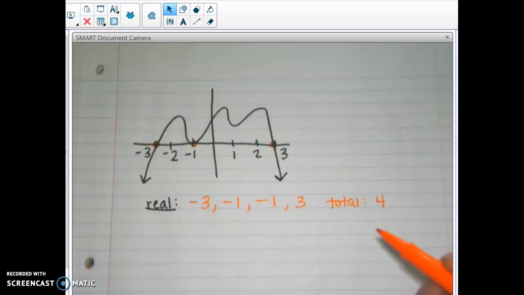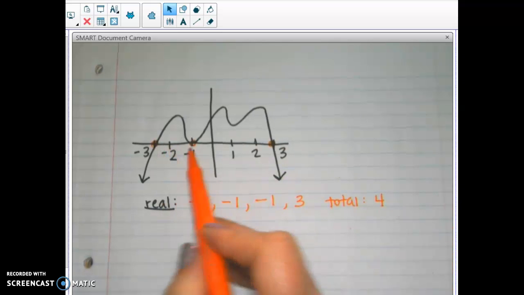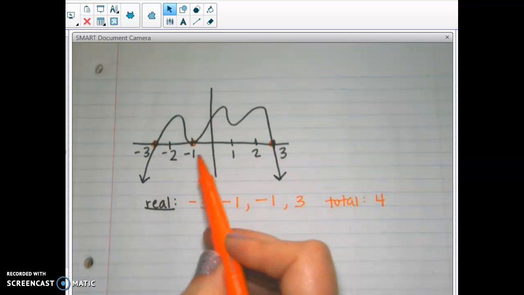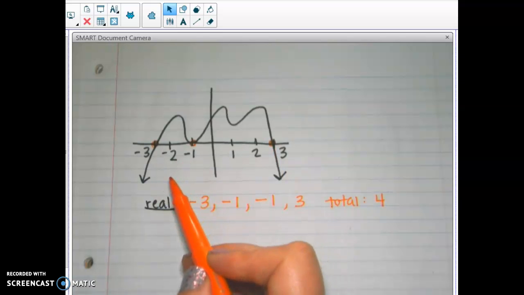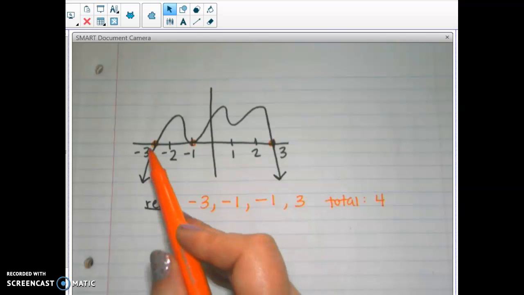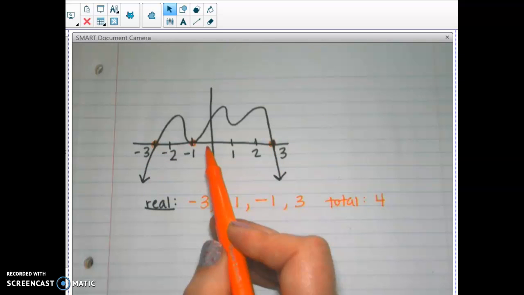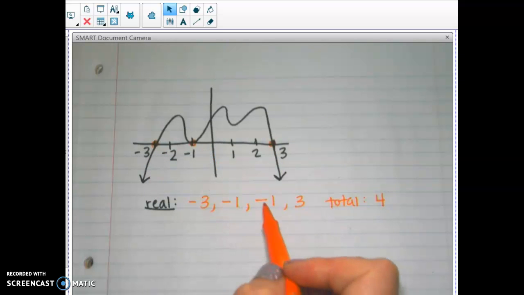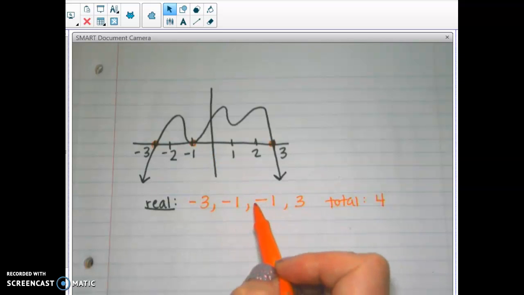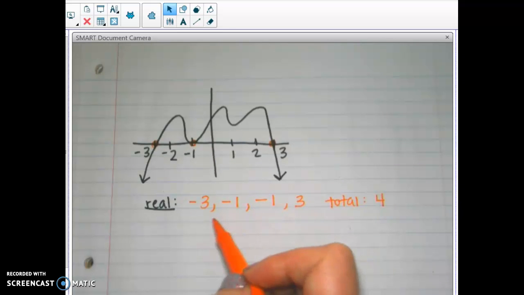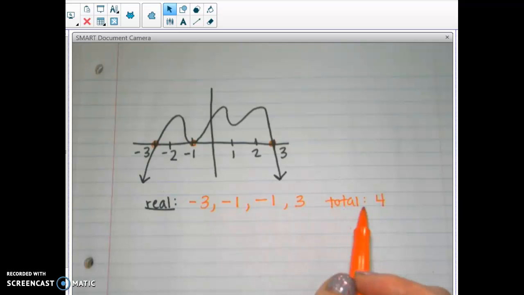Even though there's only 3 different numbers, and remember what I said, I can tell by looking at this graph that my degree is even. So even though there's only 3 actual different numbers, -1 has a multiplicity of 2, which means we literally count it twice. So I have a total of 4 real roots.